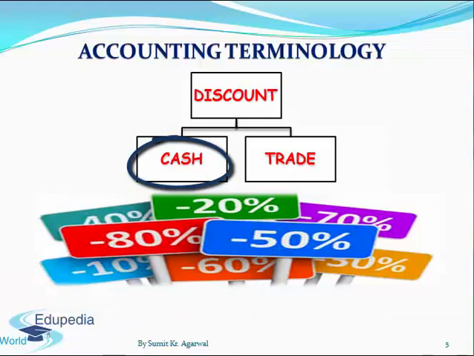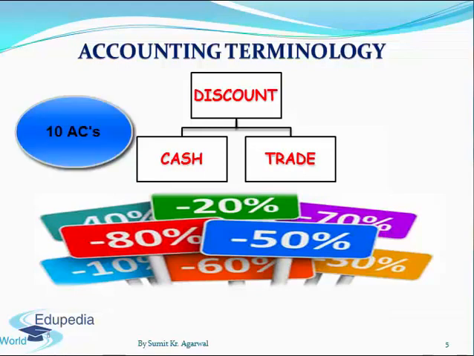Or after purchasing something, if we make the payment timely, we expect certain discount from our supplier. So whatever discount we get from our supplier after purchasing because of timely payment or early payment is known as cash discount. Let's understand both types of discount by example.